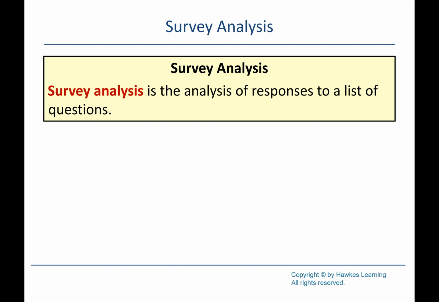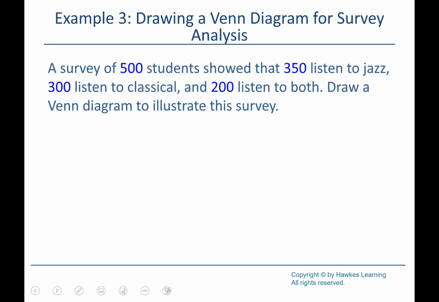So let's look at our first one here. This one says a survey of 500 students showed that 350 listened to jazz, 300 listened to classical, and 200 listened to both. But we want to draw a Venn diagram for that. All right, so bear with me. Don't have my pen, so I'm having to draw with my finger up here.